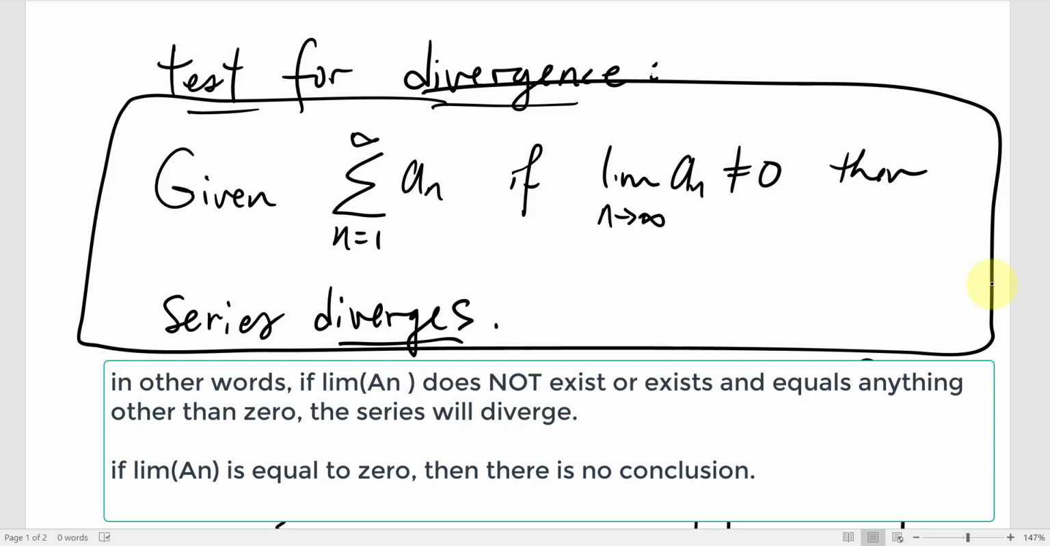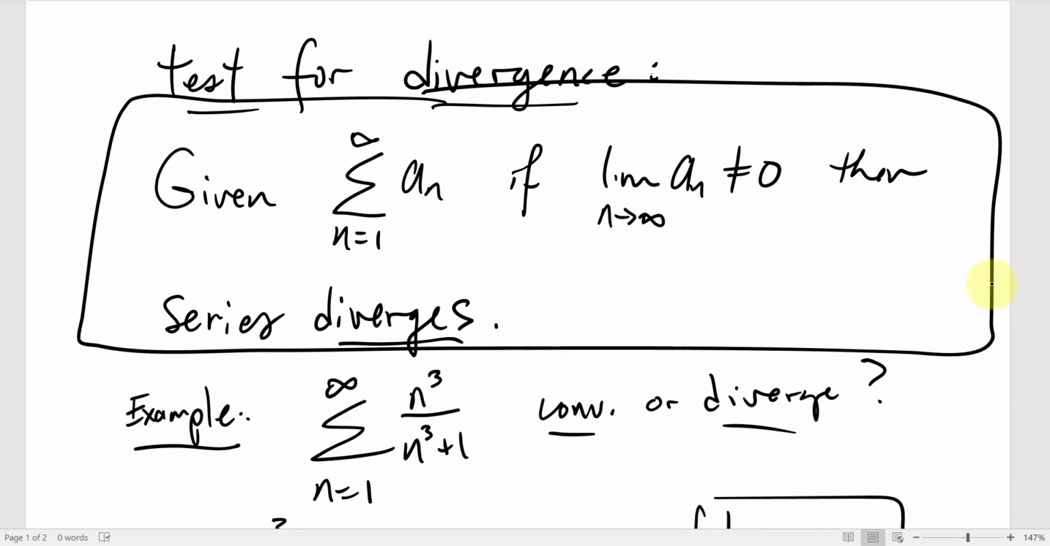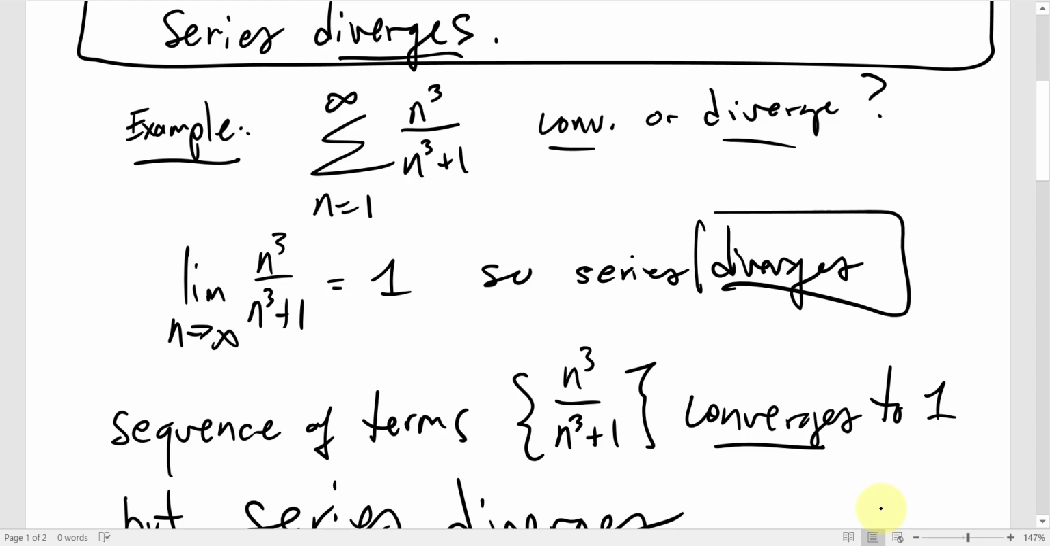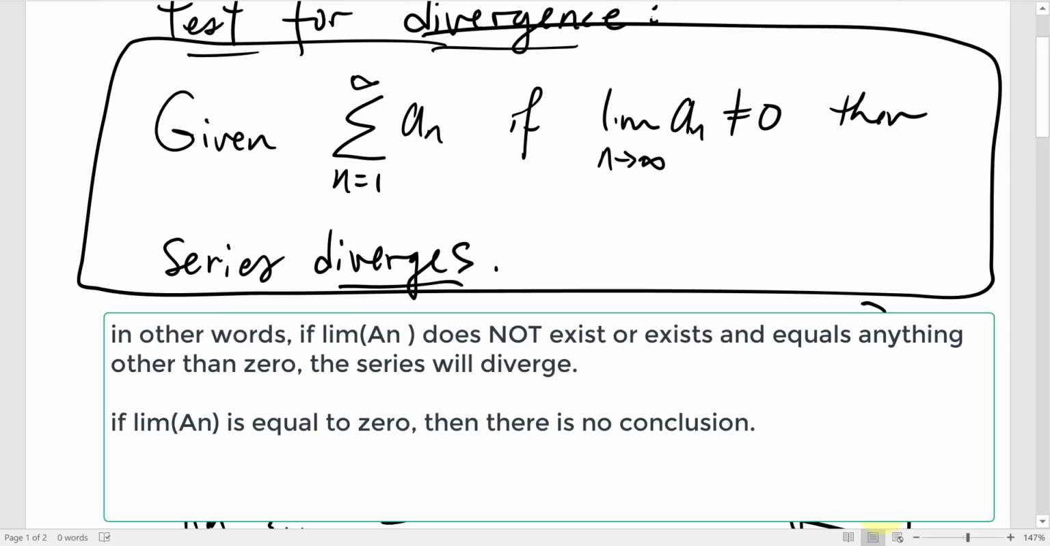If the limit of the terms does exist, if it's like 1, then the series will diverge. Or if it's any other value, it will diverge. And if it is 0, you can't make a conclusion. Oh, it's tough. Okay, let's move on.